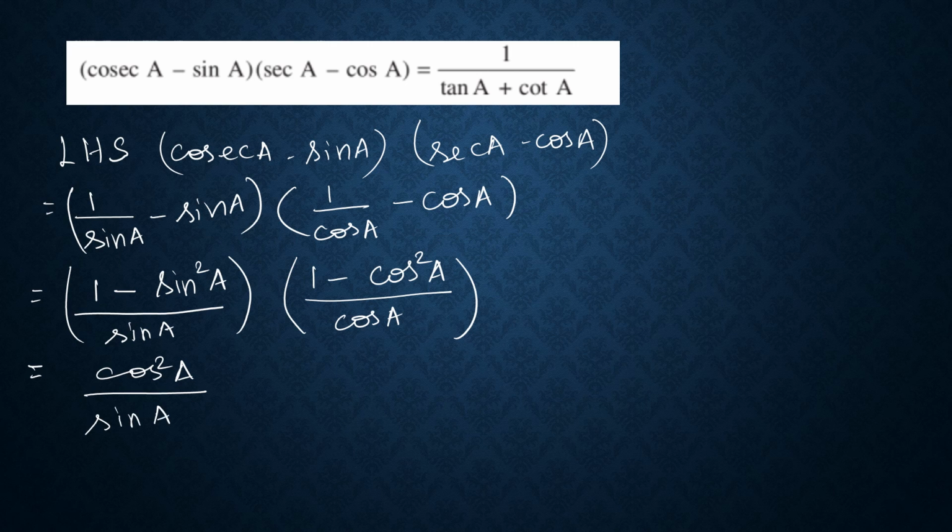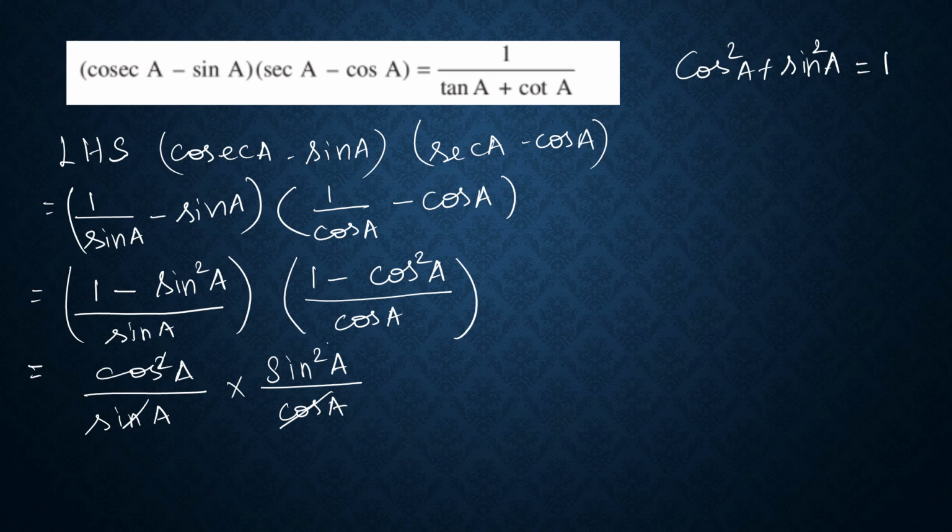So we are using cos square A plus sin square A equal to 1. So 1 minus sin square A is cos square A, 1 minus cos square A is sin square A. So into sin square A by cos A. So this cos A and this cos A will get cancelled. This sin A will get cancelled. You will get cos A sin A. This is for your left hand side.